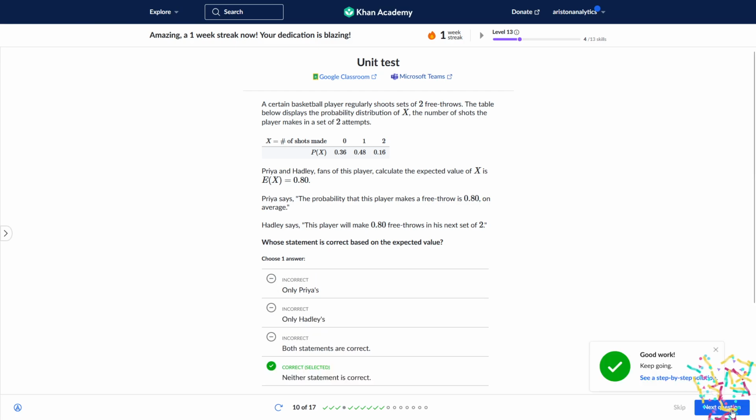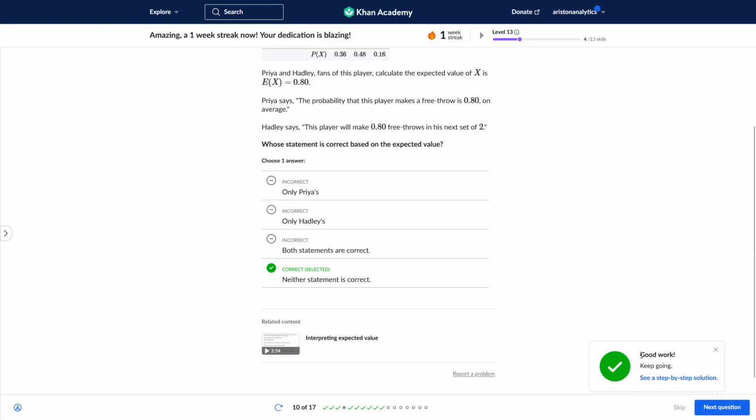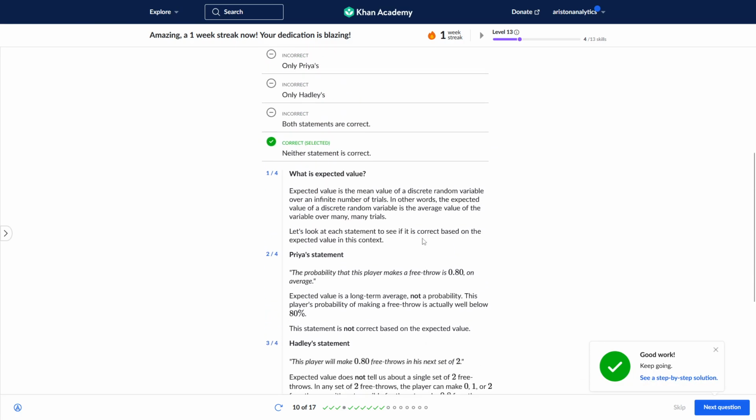Neither statement is correct. Okay, let's see why the first one is wrong. Okay, that's what I was thinking. It's an average, not a probability.